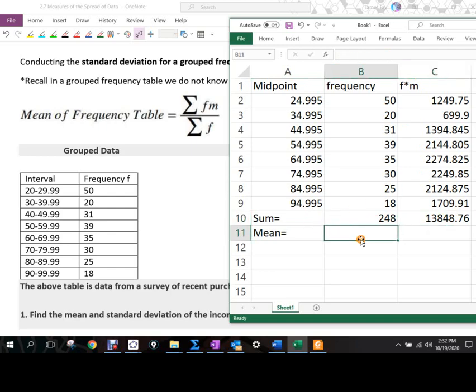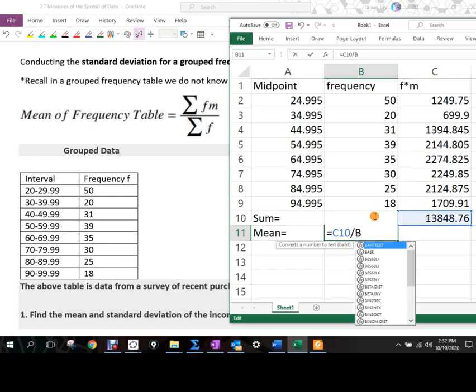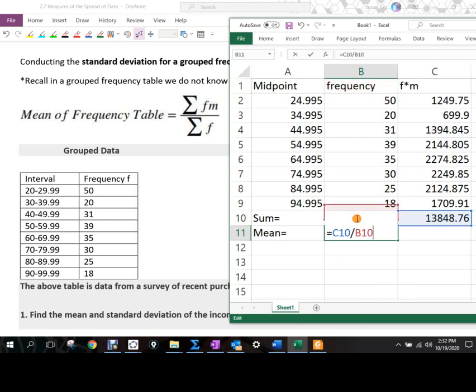So then my mean would be, because that's my numerator, right? That's this quantity right there. And 248 is my denominator. So I'm going to type in equals, and I'll capture C10 and divide it by B10. I'm zoomed in, so sometimes when it zooms in, it won't let me capture the cell above where I'm currently at. So B10 that way. And there is my mean. Is it okay?